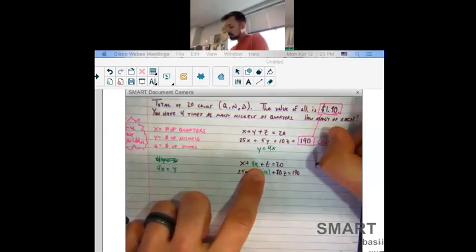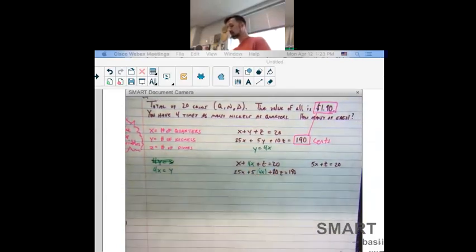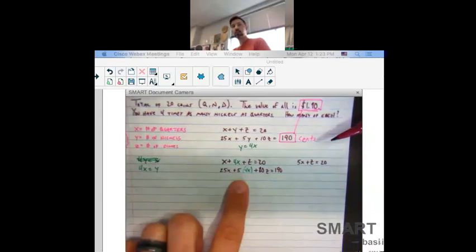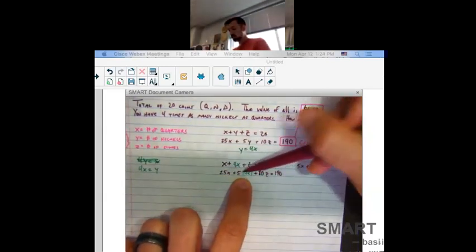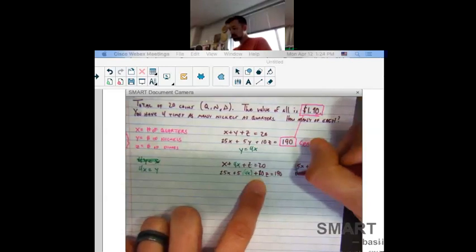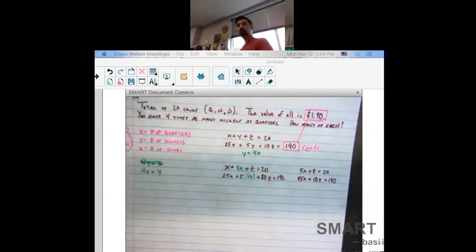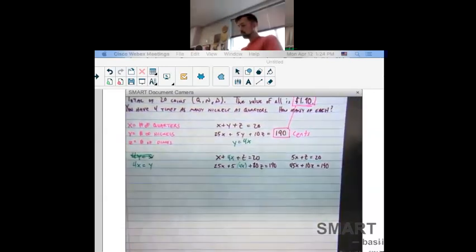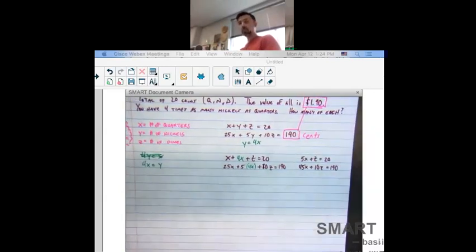We got 5x's plus z. This is by any means not the only way to do this, guys. There's plenty of ways to do this. It's just a way to do this. Got 25x's plus 20x's, that's 45x's plus 10z's equals 190. Okay. That was really easy to get to that step compared to what we were just doing on the other 2.